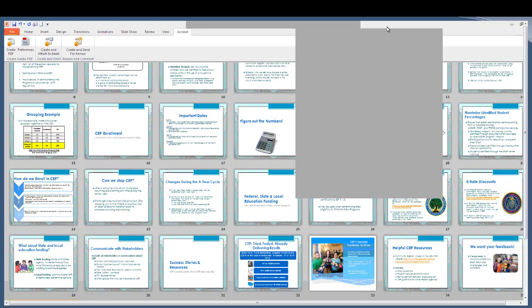Next question, where can you get more information about Title I and E-rate under CEP? We do have some resources available on our website, which is slide number 34, if you've downloaded the slide deck. Guidance from both the Department of Education and the Federal Communications Commission are both available there.